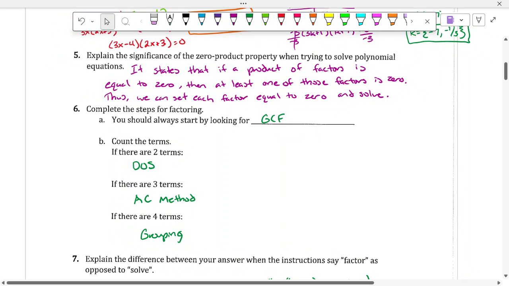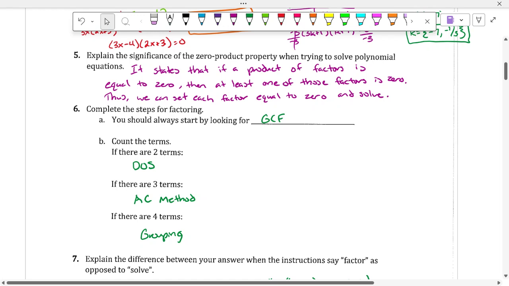Because of that property, we can set both of our factors equal to 0, so we can find the x value or x values that if we plug it back in will at least give us one of the factors equal to 0 when we evaluate. So that's why we set both factors equal to 0 and solve at the end.